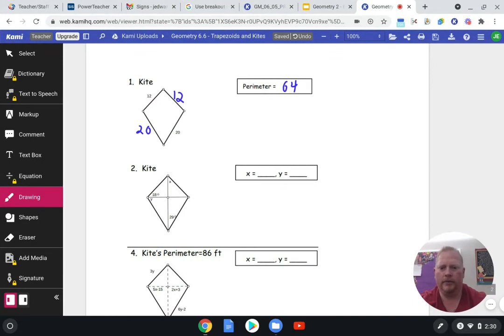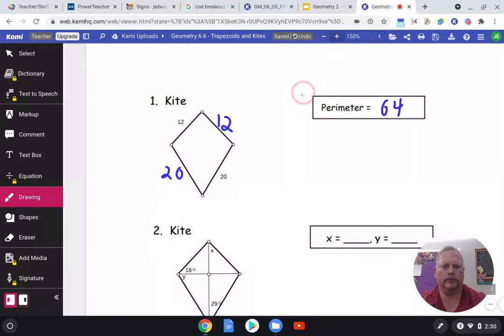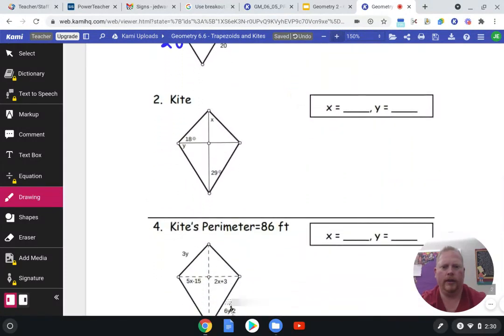All right, number 2, we need to find both x and y. So let me zoom this in a little bit so we've got some room to work. Here's what I know about a kite. If this is 18 degrees over here, then I know that this is 18 degrees. So I'm putting the 18 in the same triangle with the x. I also know that this is a 90-degree angle. So add up the 18 and the 90, subtract from 180, and I have that x is 72.